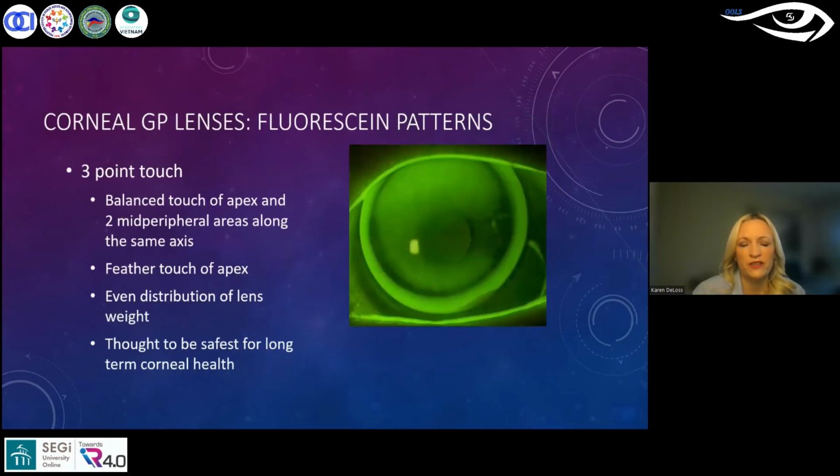3-point touch is really the mix of the two. So you have a balance where you've got a feather touch over the apex, and then you're resting on 2 mid-peripheral areas. You're distributing the weight evenly, and this has been determined to be the safest. So basically, you're looking for 3 points where you don't see any fluorescein.